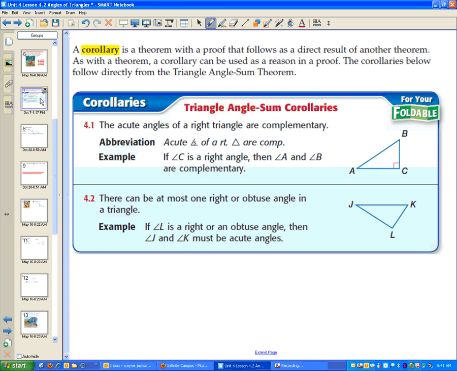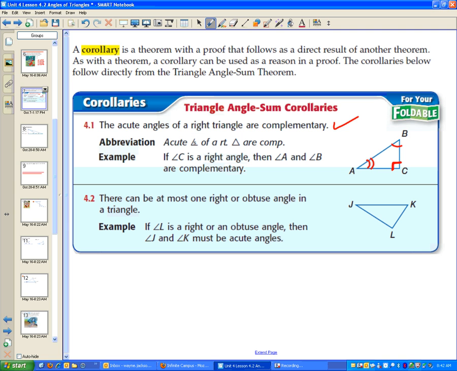The first one says the acute angles of a right triangle are complementary. Well, think about it. They have to be, don't they? According to the triangle angle sum theorem, the sum of the measures of those 3 angles is 180. Well, if one of the angles is 90, don't the other 2 angles have to have a sum of 90? So that 90 plus 90 gives you the 180? And so if the sum of the measure of angle A and the measure of angle B is 90, then angle A and angle B are called complementary angles. Make sense?